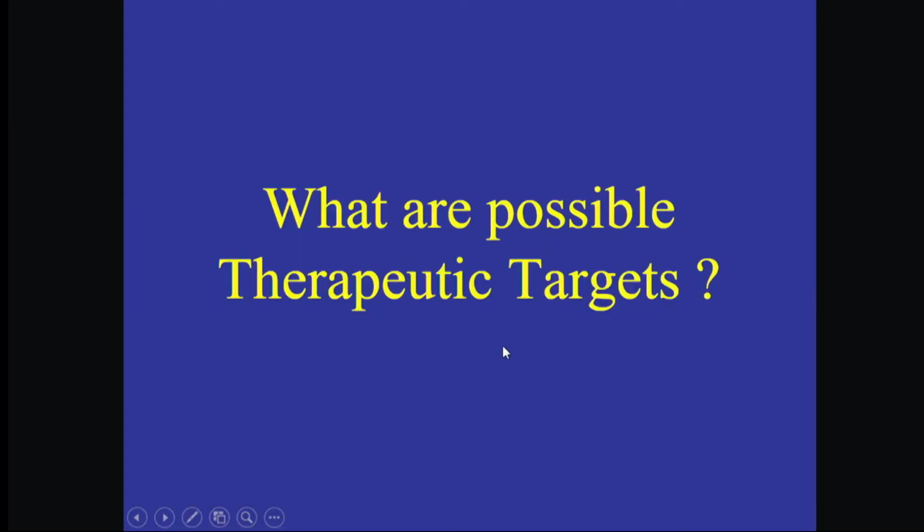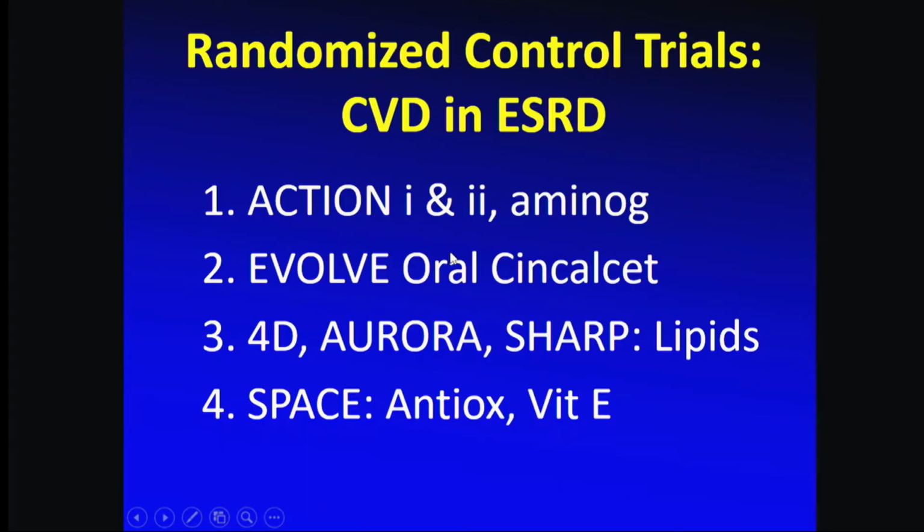So what are the possible therapeutic targets? Well, there are clinical trials that have been done using aminoguanidine to block advanced glycation end products. Actually, I think aminoguanidine would have been effective if it weren't for the side effects, so this trial was halted. Preventing calcification using cinacalcet, there was no improvement. Again, lowering lipids, there was no improvement. Even using antioxidants, there was no prevention of cardiovascular risk.